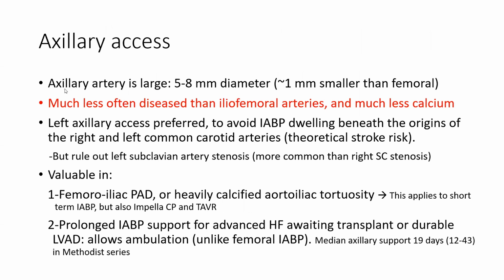Here are some ideas. The axillary artery is large. It is 5 to 8 millimeters, and it's more than 5 millimeters 97% of the time, enough to easily accommodate large sheath over 14 French. It's on average about 1 millimeter smaller than the femoral artery. Interestingly, it is much, much less often diseased than the iliofemoral arteries, and it has much less calcium than the femoral artery.